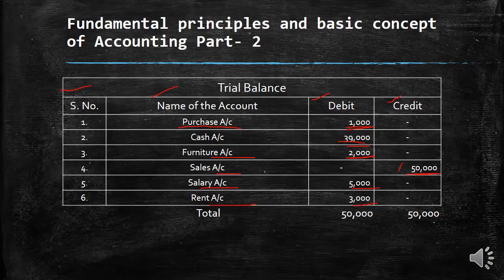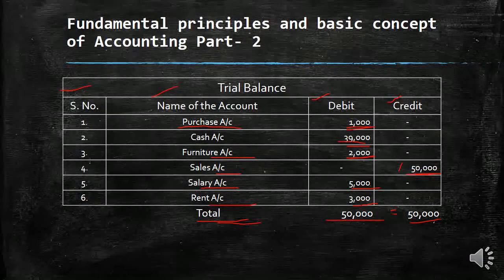And if we check the total of both the debit side and the credit side, it will be equal. And that means that the ledger was totally correct. If there was a mismatch in the debit side total and the credit side total, then we would have to check the ledger again. That was all that we needed to know about the journal, ledger and trial balance. Now we will go to the previous year's questions and examples.